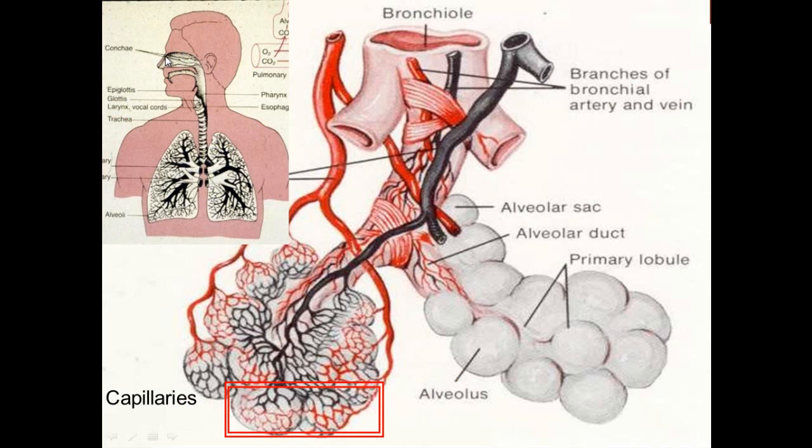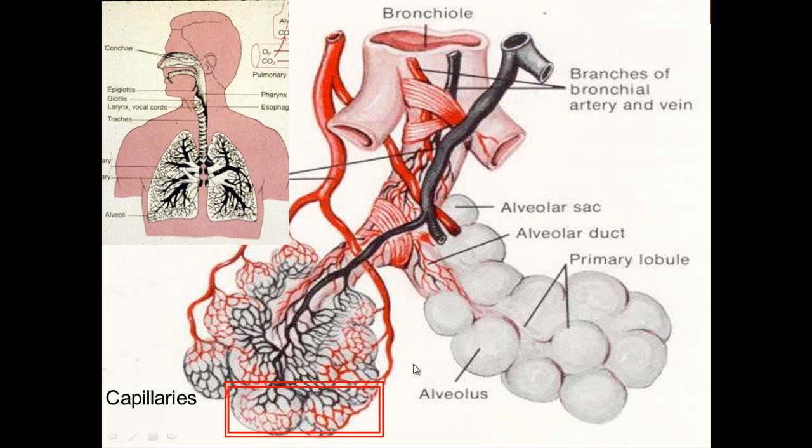So in the conducting portion, you come through a series of branching and branching and branching. And not only is there branching of the airway, but there's also branching of the blood vessels as well that parallel this branching as we go through there.